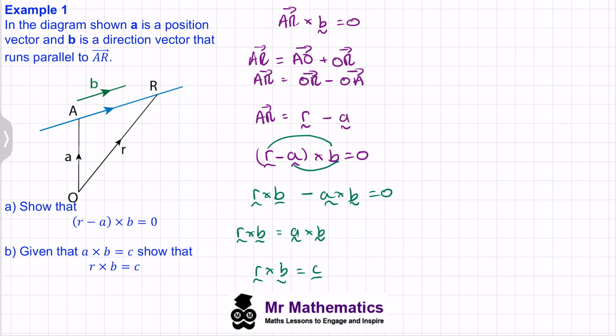So these are two common forms of a vector equation of a line, and we need to remember these as they help us solve questions later on. Okay, so let's have a look at question 2.